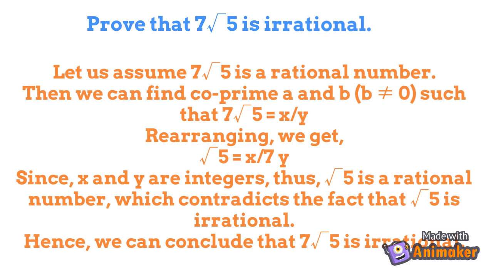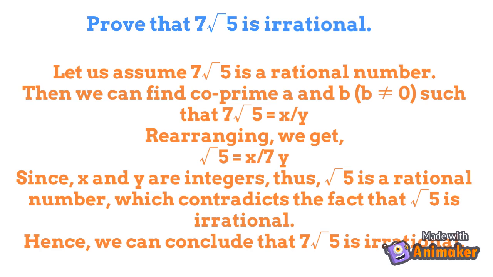So again we need to assume, is it a rational number? We need to see before proving it irrational. We need to first see whether it is a rational number or not. So let's assume 7 root 5 is a rational number. If it is a rational number, then it would have coprime integers like x/y. I have taken here a and b as coprime, where b is not equal to 0, such that 7 root 5 is equal to a/b, right?